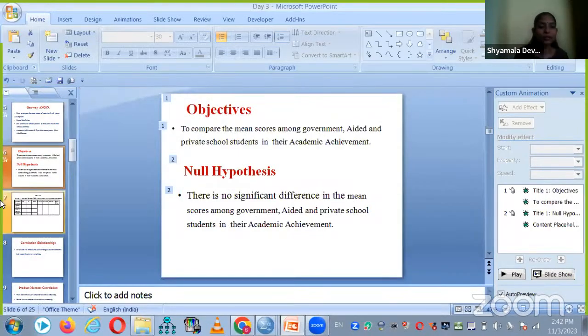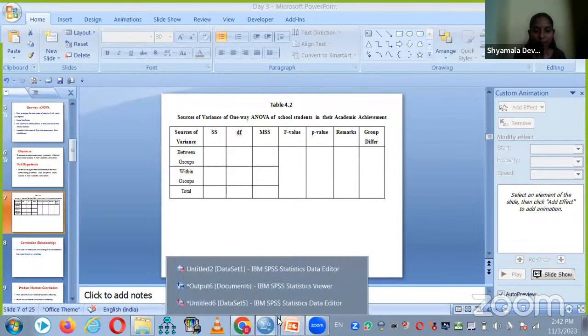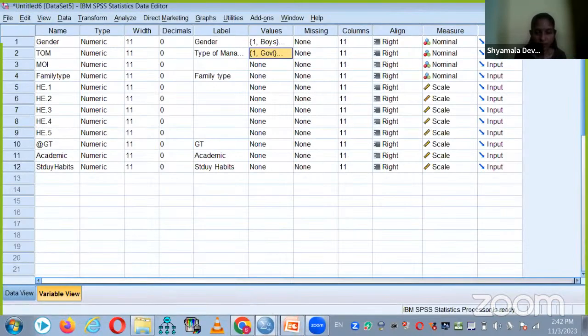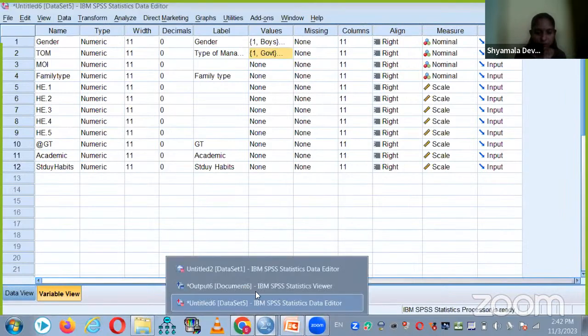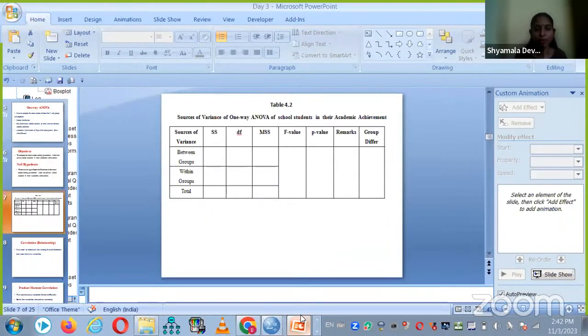So the table will be like this: the source of variance of one-way ANOVA of school students in their academic achievement. Okay, so now let me copy the output. Let me just right click, copy, and I'm going to paste here.